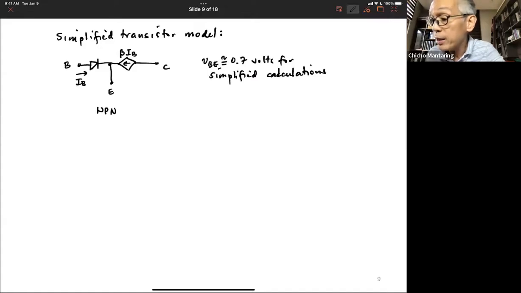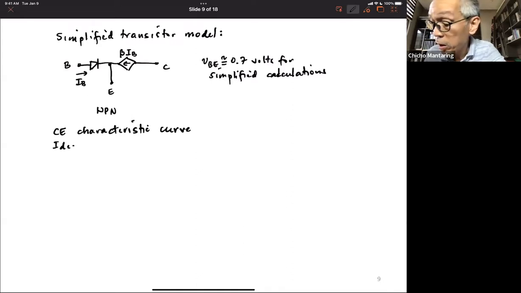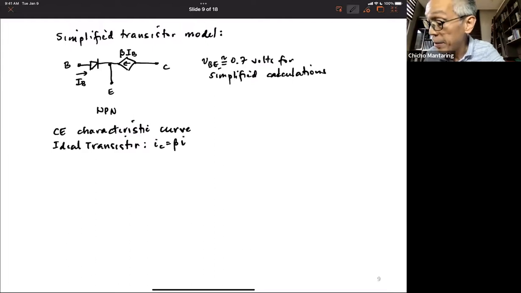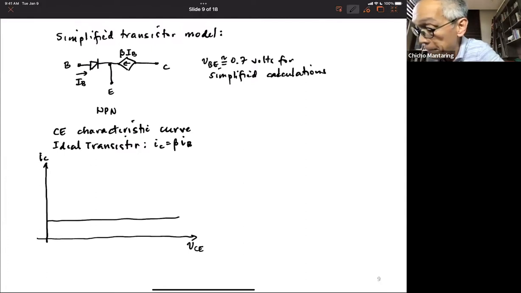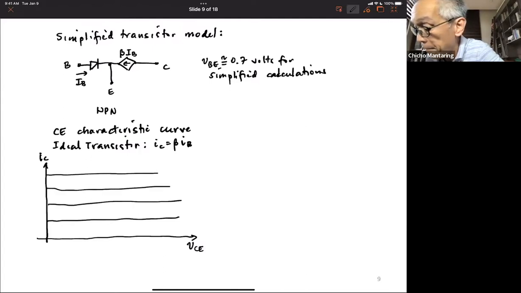If you take a look at the common emitter characteristic curves of an ideal transistor, meaning to say IC is equal to beta times IB, how is that going to look? Your characteristic curve consists of a plot of IC versus VCE. And this is just going to be a family of horizontal lines, each line corresponding to a specific value of IB.